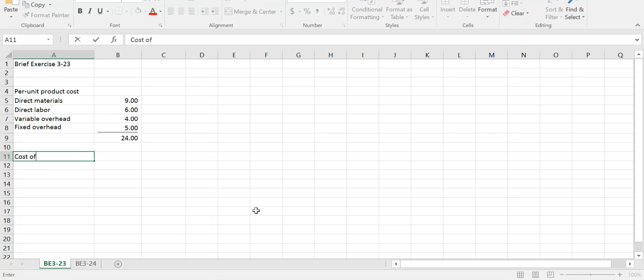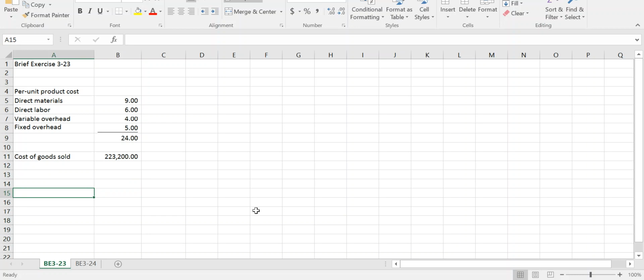So now we can figure out our cost of goods sold. They told us that we sold 9,300 units, and we know that each one of those units cost us $24 to produce. So our cost of goods sold is $223,200. We can now put together an income statement.